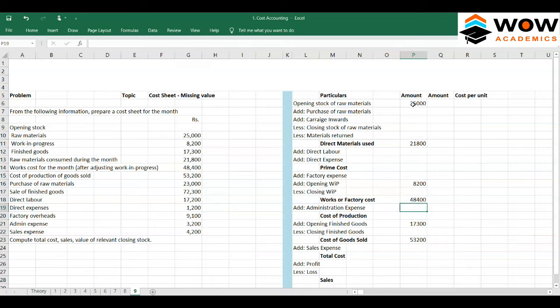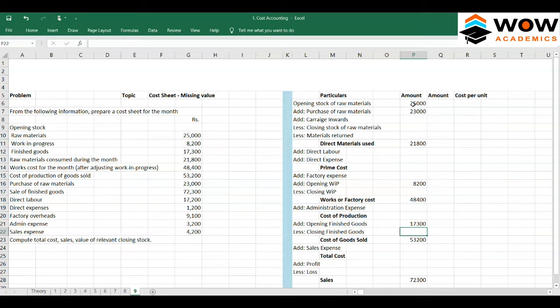Okay, see, this is only the cost of production. This is the cost of production of goods sold. Because some of them is opening stock and closing stock, we adjusted it. So 53,200 is this number, and purchase of raw material is 23,000. Next one is sale of finished goods, which is 72,300.